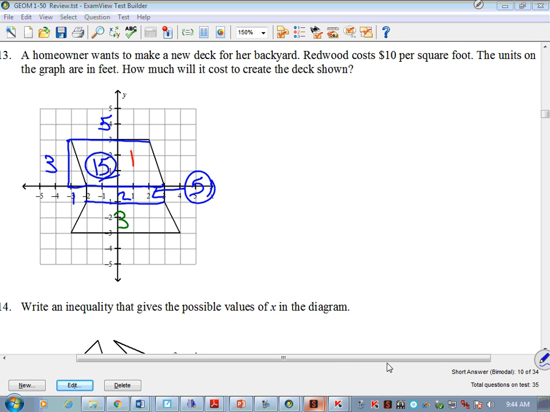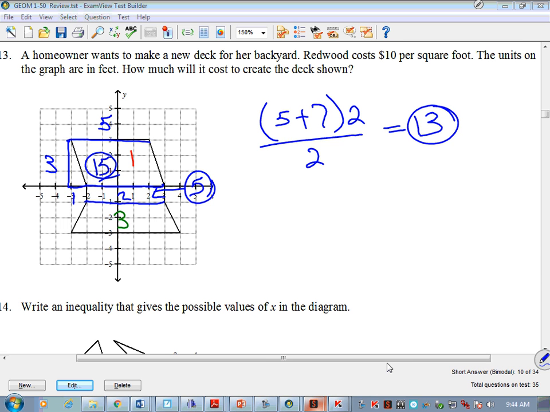Trapezoid, and we've already talked about how to find the area of a trapezoid. Base 1 here is 5. What's the bottom base? 7. What's the height? 2. 2 divided by 2. 5 plus 7 is 13. 13 times 2, 26. 26 divided by 2 brings me back to 13.